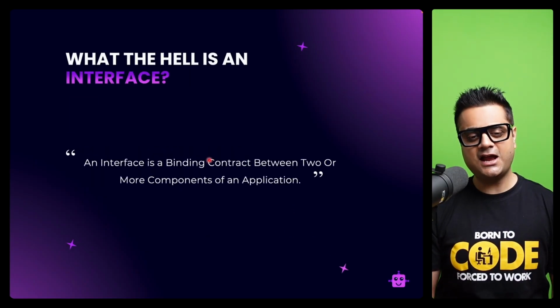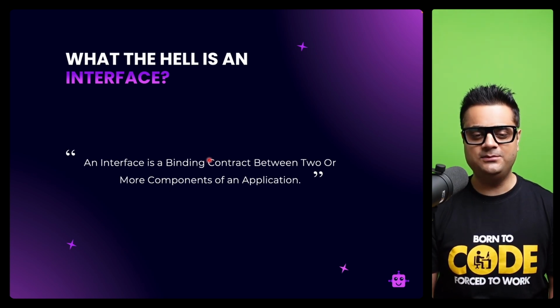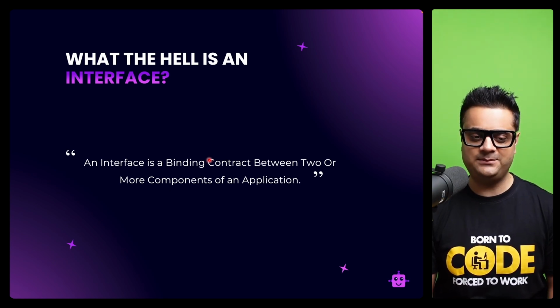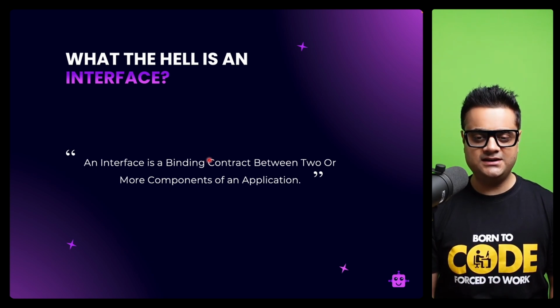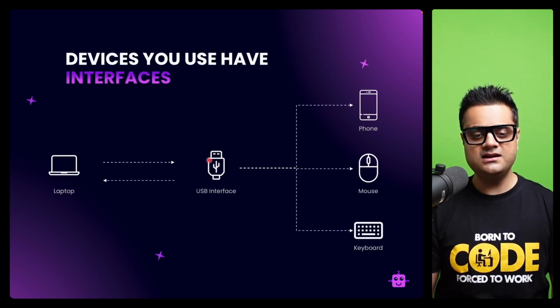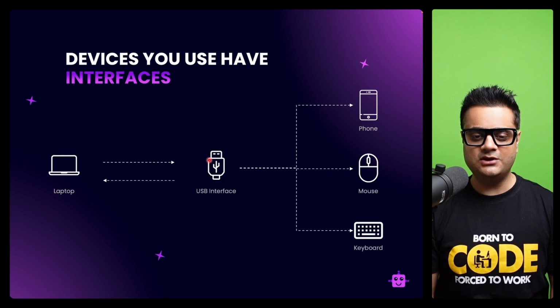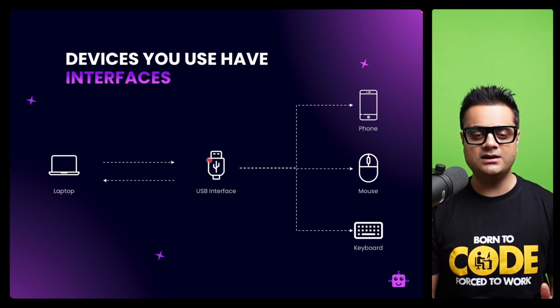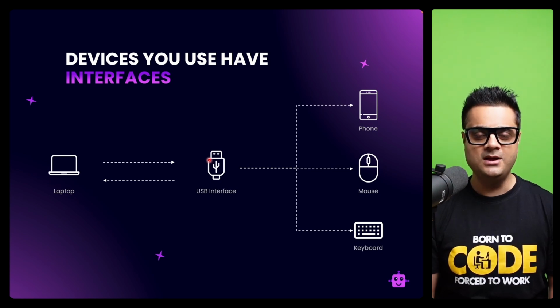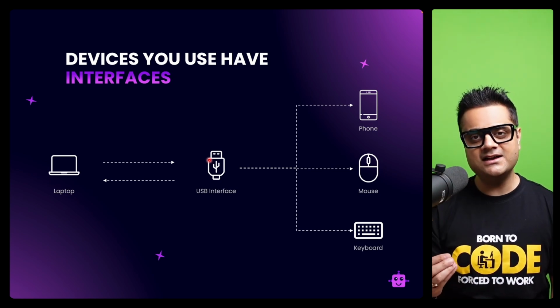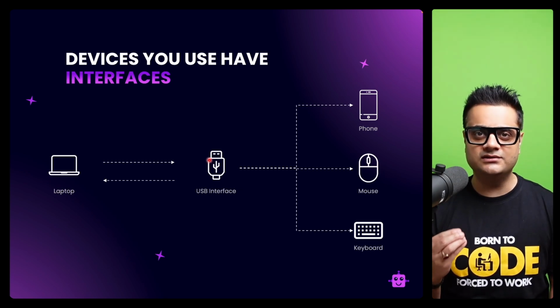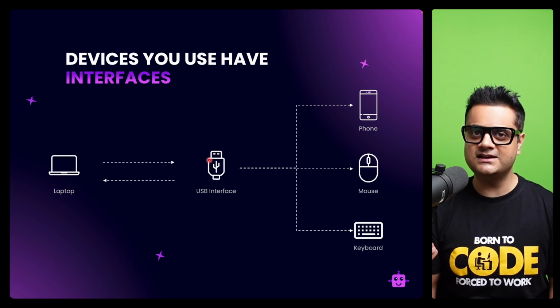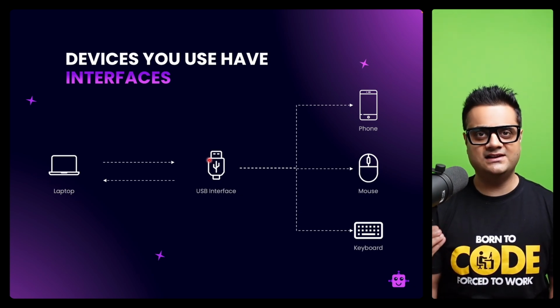So an interface can be considered as a binding contract between two or more components of an application. It is easier to understand interfaces when you talk about interfaces in context of hardware, because you're using interfaces with any hardware in your day-to-day life. What you see on your screen is an example of your laptop, which has a USB interface. And using the USB interface, you can connect any device to that laptop, which is compliant with a USB interface. For example, if your phone supports a USB interface, you can connect your phone. Same goes for your mouse as well as for your keyboard.